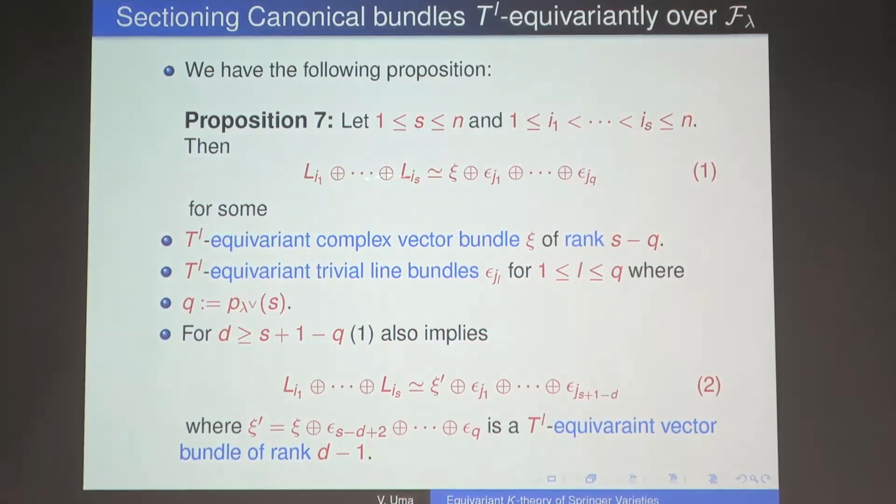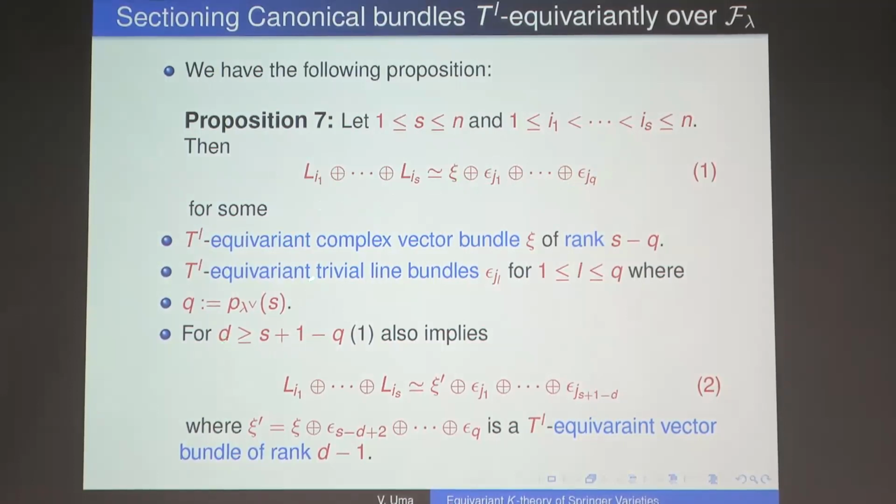There is a splitting of this by some trivial bundles. There are q number of them. This q depends on this lambda; q was our notation P_lambda check (S). So we can split off q trivial line bundles when we take this direct sum decomposition of L_{i1} direct sum up to L_{is}. So psi is some vector bundle of rank precisely s minus q.